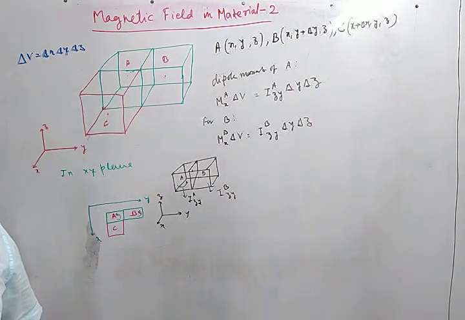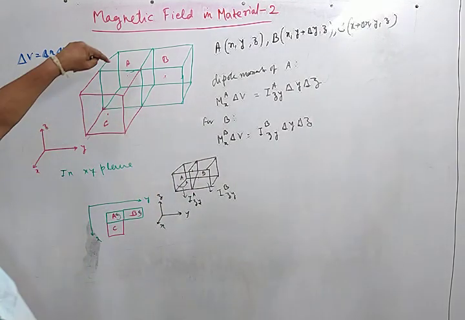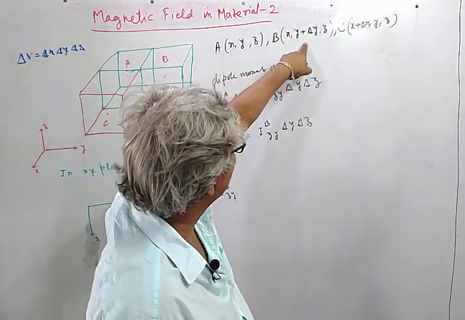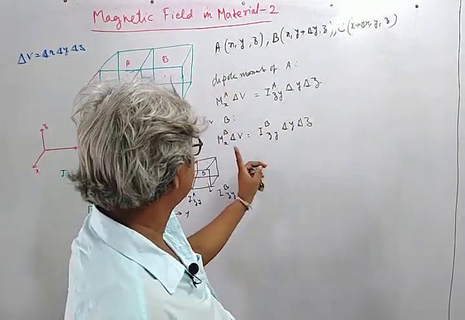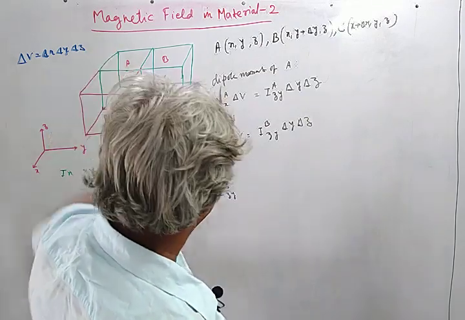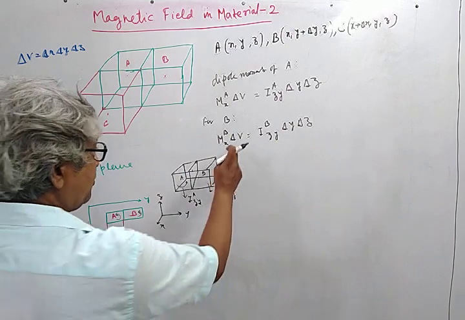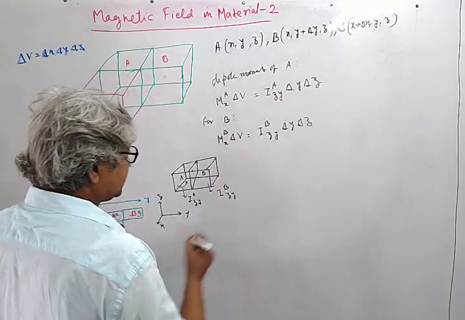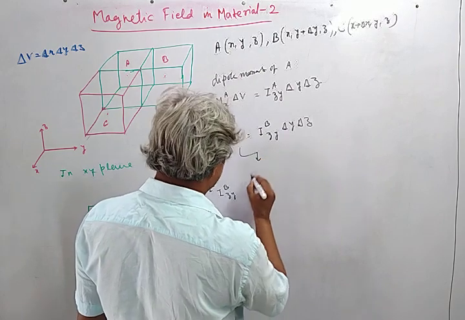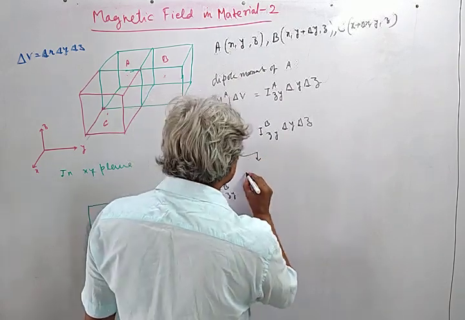Now notice that A has this coordinate and B has this coordinate. We want to express this in terms of the reference point A. So what do we need to do? We need to expand it in a binomial series, or Taylor series, and retain the first term only.